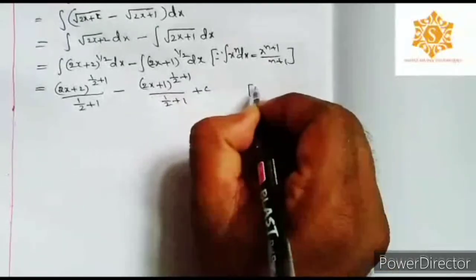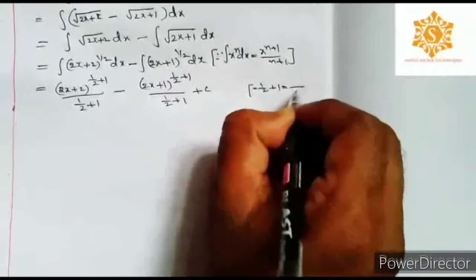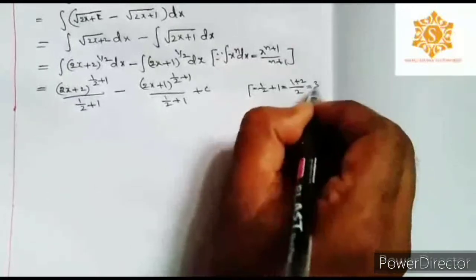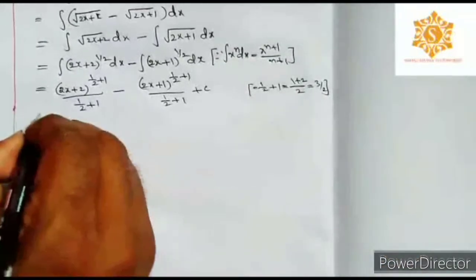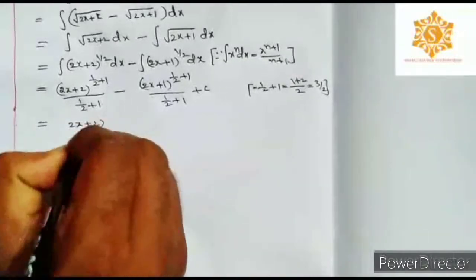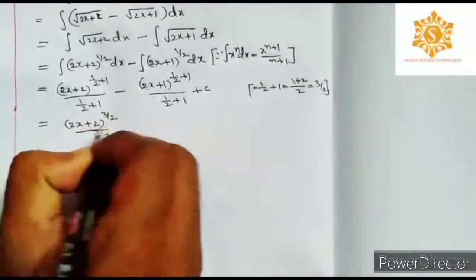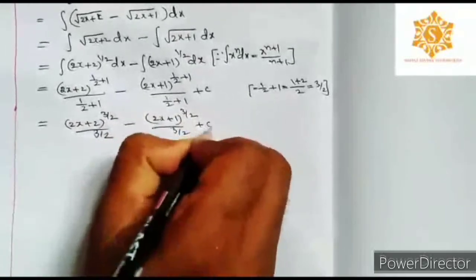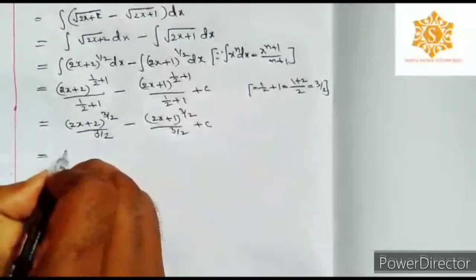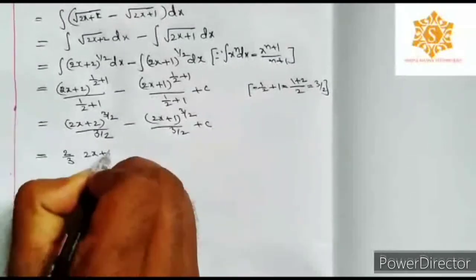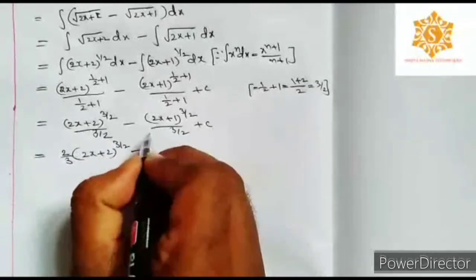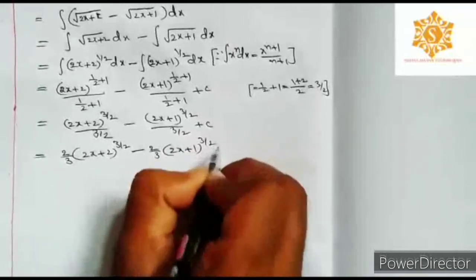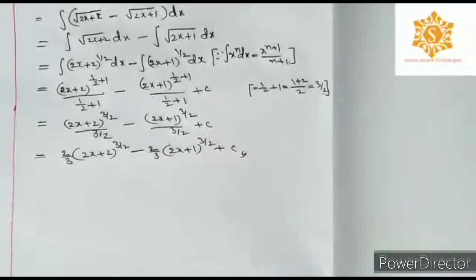So first of all you can calculate 1 by 2 plus 1 value, that is take LCM, that is 2, 1 plus 2 is 3, it is 3 by 2. So 1 by 2 plus 1 value is 3 by 2. So you can write directly (2x+2) whole power 3 by 2 by 3 by 2 minus (2x+1) whole power 3 by 2 by 3 by 2 plus c. So here 1 by 3 by 2 value is 2 by 3 into (2x+2) whole power 3 by 2 minus, here also 1 by 3 by 2 value you can write 2 by 3 into (2x+1) whole power 3 by 2 plus c. So this is the solution of the given problem.